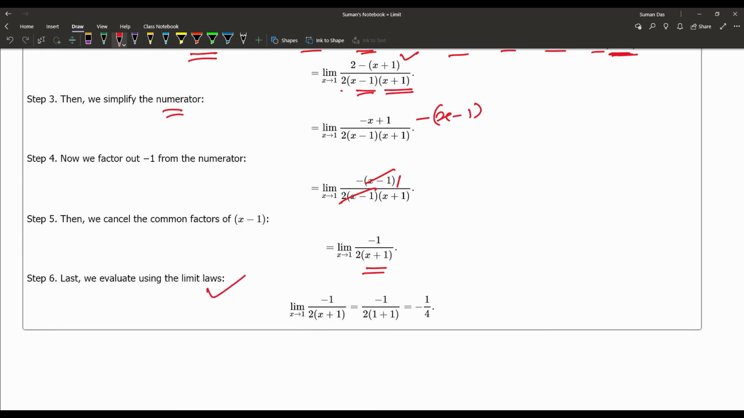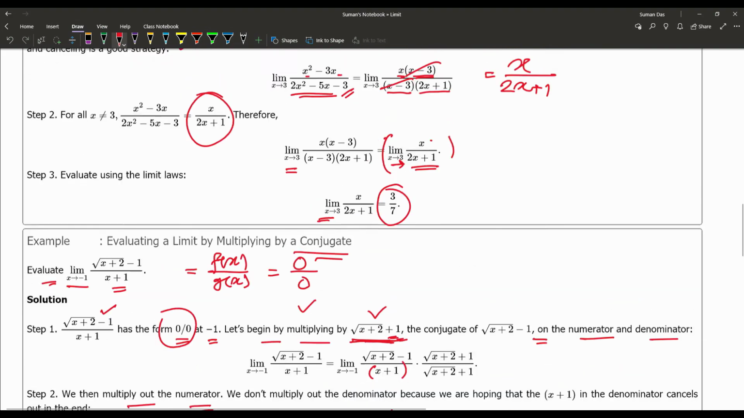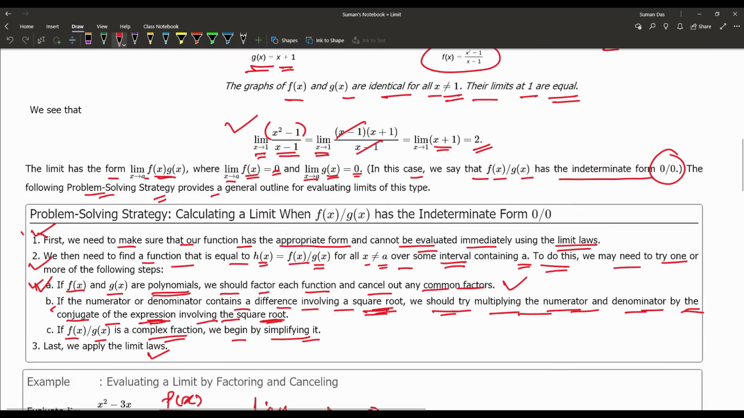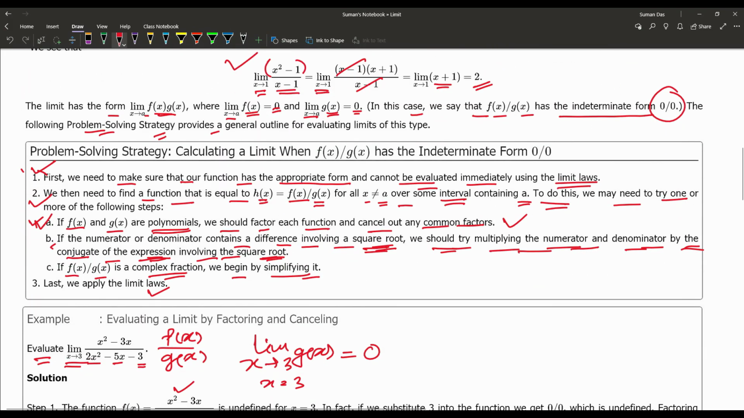Now use the limit laws and put x equals 1 here. That is minus 1 upon 2 into 1 plus 1, so the result is minus 1 by 4. So those are the three types of evaluation techniques we can use to solve limits. In the next video, we will discuss some more evaluation techniques on limits.